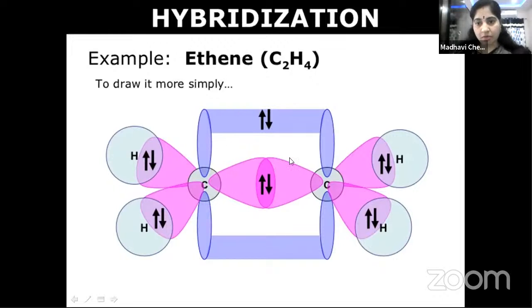Now in the ethene molecule, one CC sigma bond, one CC pi bond and 4 CH sigma bonds are present. Is that clear, children? This is about ethene. Very simple. One CC sigma bond, one CC pi bond and 4 CH sigma bonds are present in ethene. Now coming to another one, that is sp hybridization.